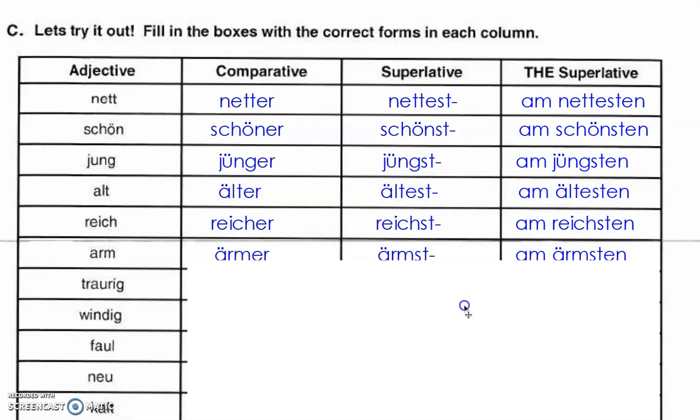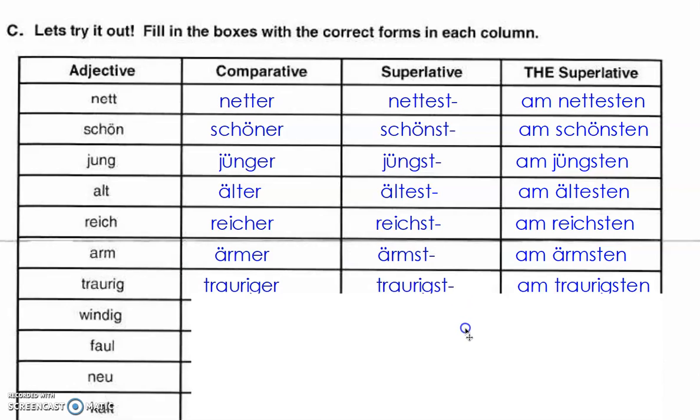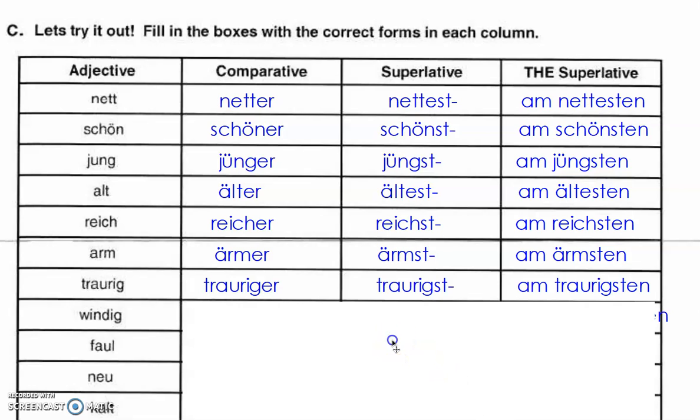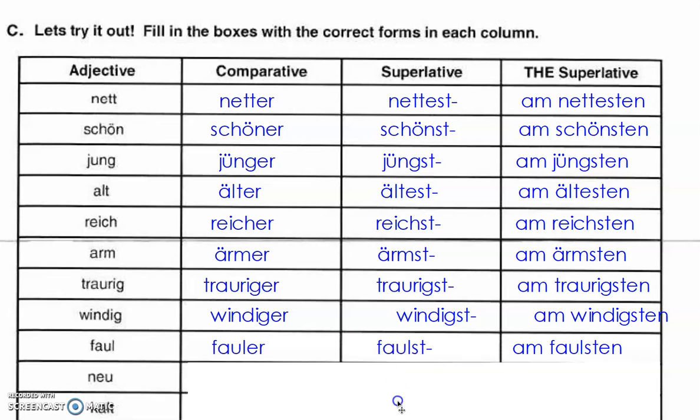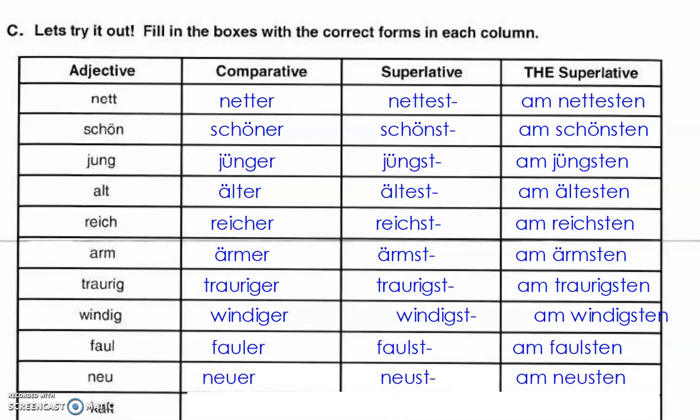Arm is ärmer, ärmst, am ärmsten. Traurig is trauriger, traurigst, am traurigsten. Windig is windiger, windigst, am windigsten. Faul is fauler, faulst, am faulsten. Neu is neuer, neuest, am neuesten.